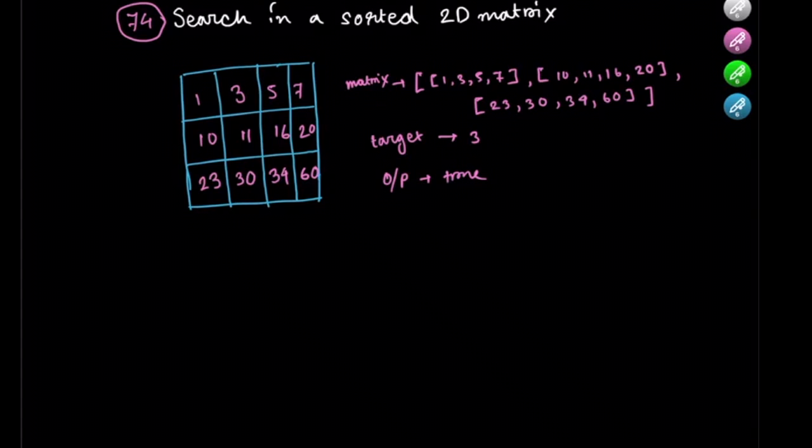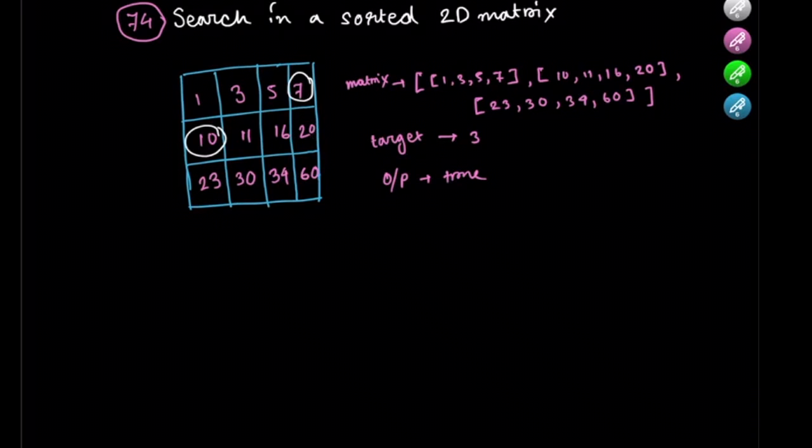Integers of each row are sorted from left to right. So from left to right, every value has been sorted, and the first integer of each row is greater than the last integer of the previous row. So 7 and 10, 20, 23. So 23 is greater than 20 and 10 is greater than 7. This is what the problem statement is.